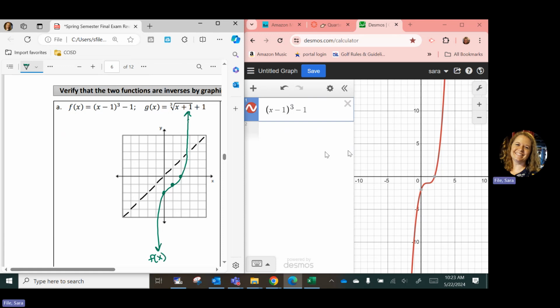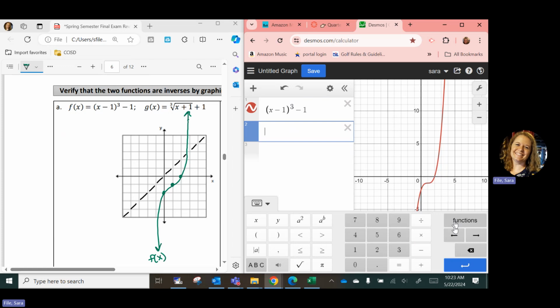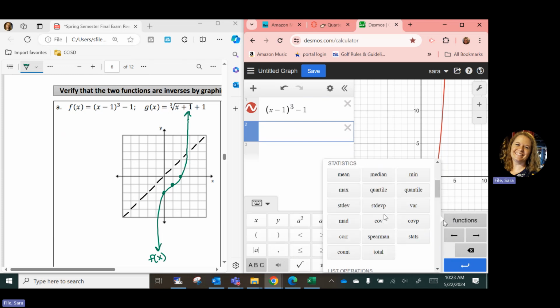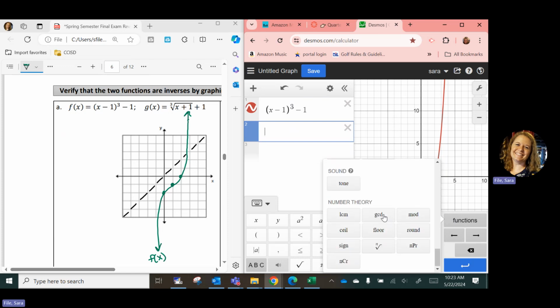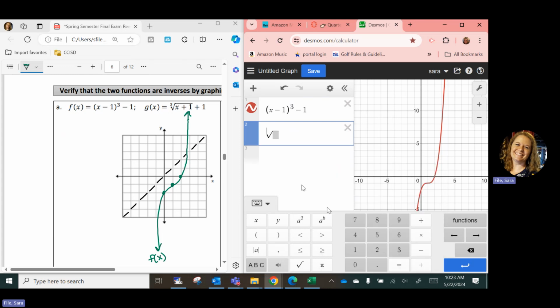Okay, now we want to graph the second one. g of x is the cube root. Now you'd have to be able to use Desmos. To get a cube root, any root other than a square root, you have to go to functions and scroll down. I think it's at the very bottom. Yeah, this nth root. Okay, and you can type in whatever root you want. So we want the cube root here of x plus 1 and then plus 1. Okay, so that showed up in blue.